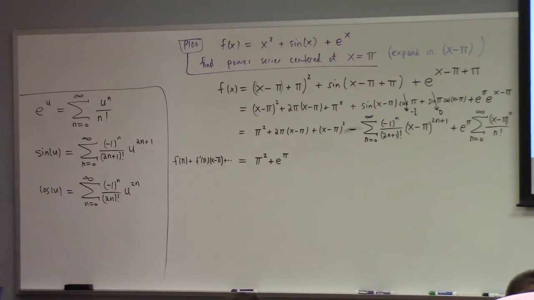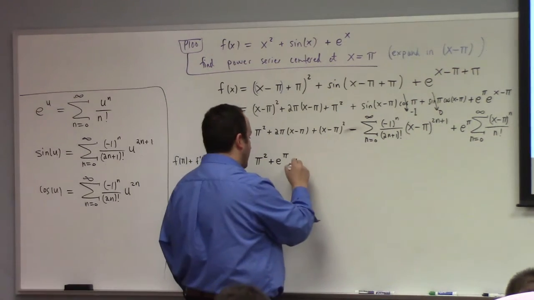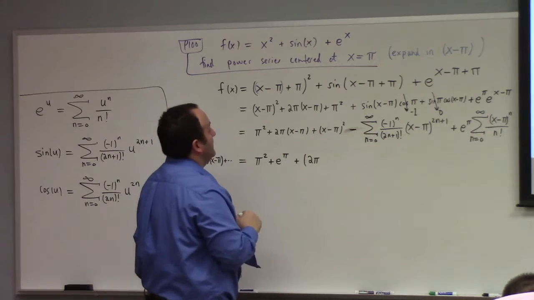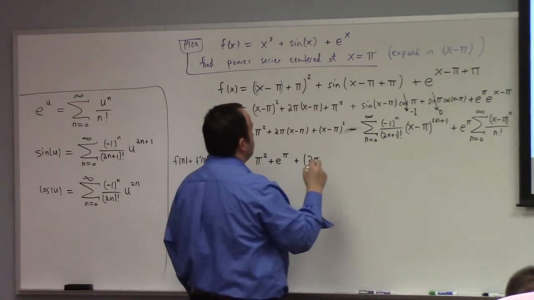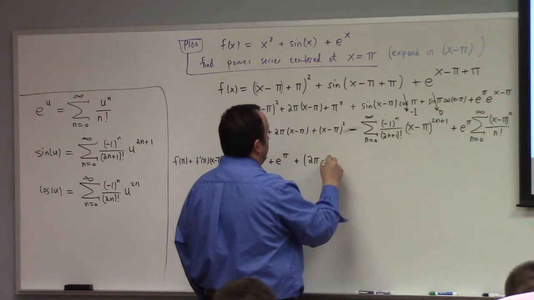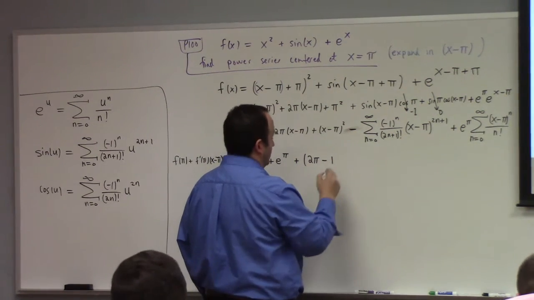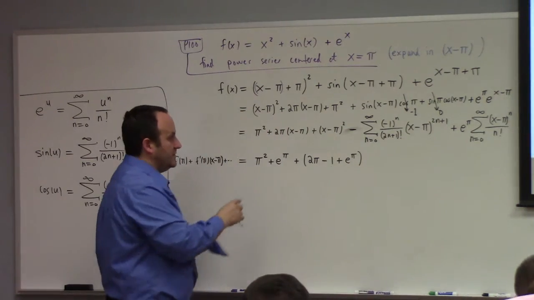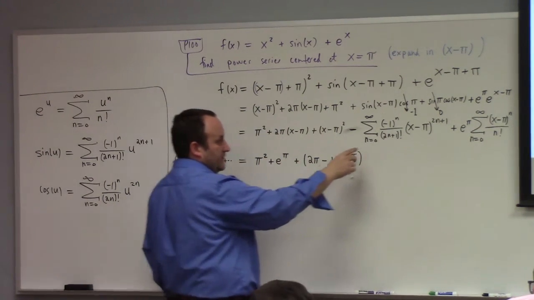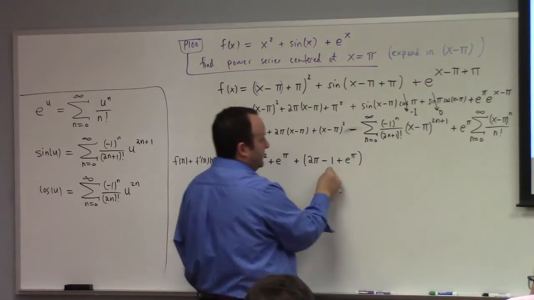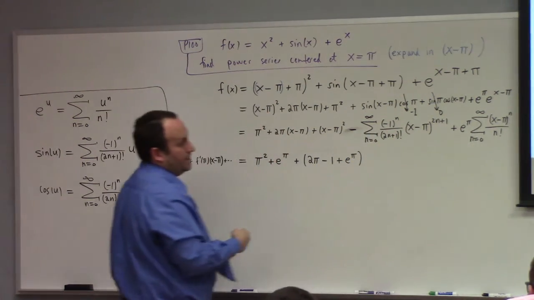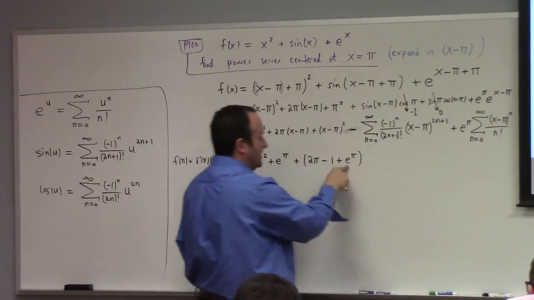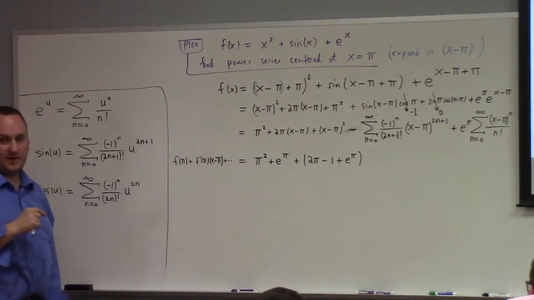There's your constant terms. How about the linear terms? Well, you got 2 pi. That's from this one, right? Minus 1 plus e to the pi, right? And you can see those. There's one here. n equals 0 gives me the minus 1 right in here. And then, of course, n equals 1 over here gives me this e to the pi over 1 factorial, also known as e to the pi.